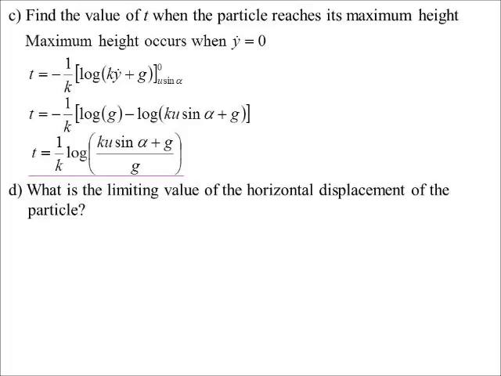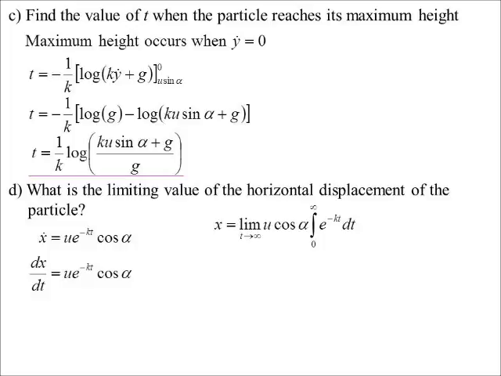What is the limiting value of the horizontal displacement of the particle? What we're talking about is the limit as t approaches infinity of this expression here. Because dx dt we know is u cos alpha e to the minus kt, so x would be the integral. I really should have had 0 to t there rather than 0 to infinity, because it's as t approaches infinity.